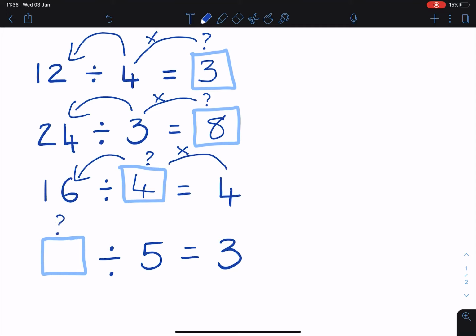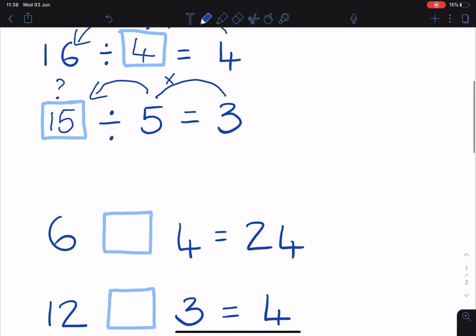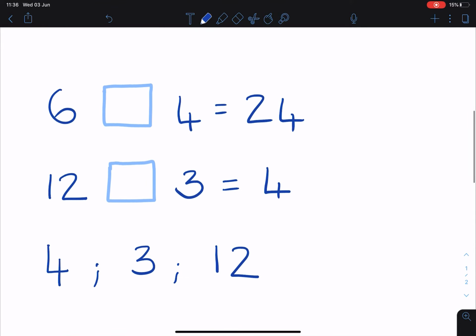What divided by 5 equals 3? Well, let's use multiplication to help us. 3 times by 5 equals 15. So 15 divided by 5 equals 3. Let's look at these problems.